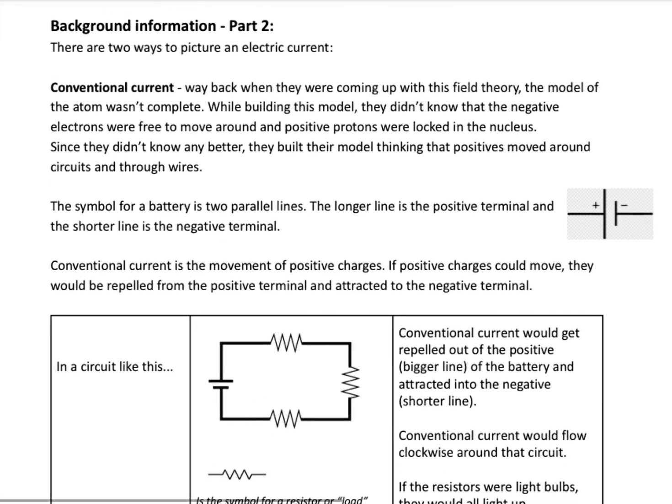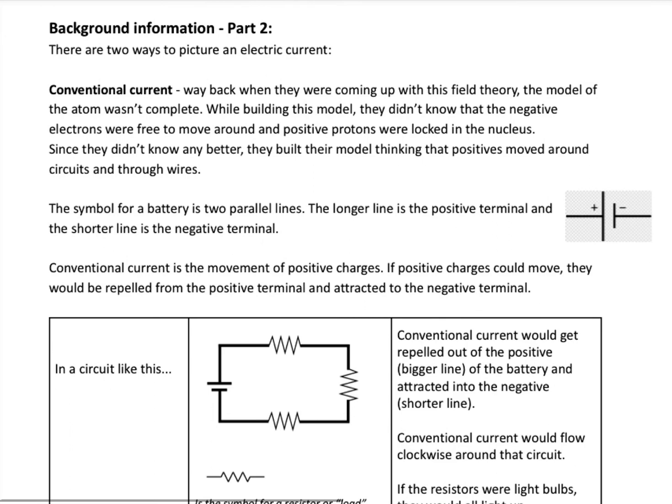Okay, another thing we need to go over before electromagnetism will make sense. Way, way back, when they were coming up with electricity, they didn't have the whole picture figured out. So way, way, way back, when they were coming up with field theory, working on this electricity stuff, the scientists that were working on field theory weren't chemists, so they didn't really understand the atom. And even if they did, the model of the atom wasn't done.